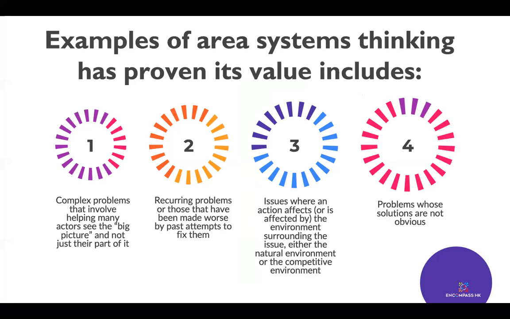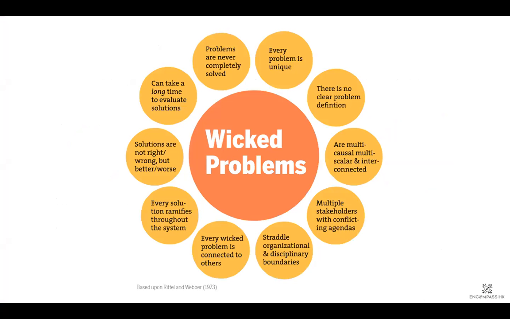So why might systems thinking be of value? For complex problems, recurring problems, the problems that keep happening, you just apply a solution and it doesn't work. It could also be issues affected by the environment, or problems whose solutions are not obvious. Some of these problems may be wicked problems. I don't know how many of you have heard this term. Wicked problems are really difficult problems. There's no clear solution, many people are involved, and it can take a long time to evaluate a solution. Actually, any of the SDGs, whether it's gender inequality or affordable energy, are all wicked problems. There's no easy solution.